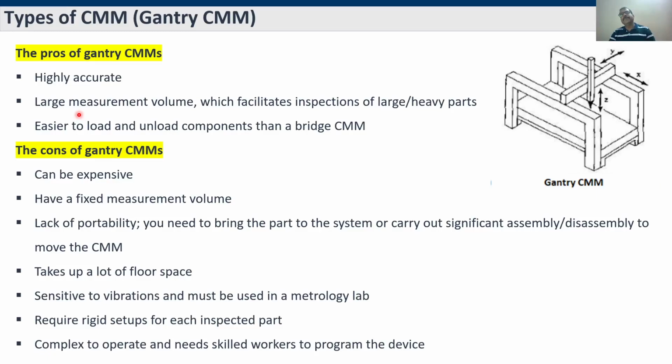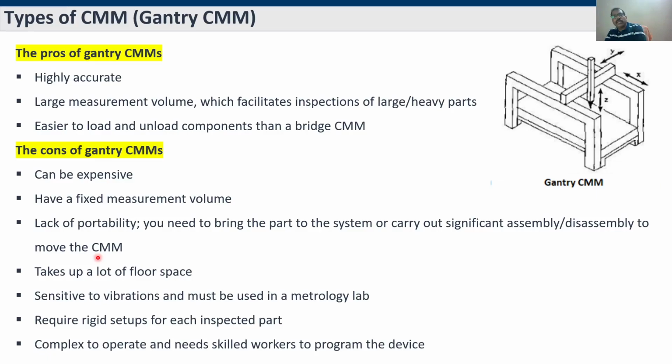You might have seen that those have a fixed measurement volume, but here a large measurement volume is possible, which facilitates measuring large and heavy parts. It's also easier to load or unload the components than the bridge type. It's comparatively easy. Then the cons, the disadvantages: expensive, and a fixed measurement volume. For example, this depends on how many legs you are keeping. Flexibility is more here because you can increase the vertical columns, instead of 2, 4, 6, 8. But once you fix it, it is a fixed volume only.